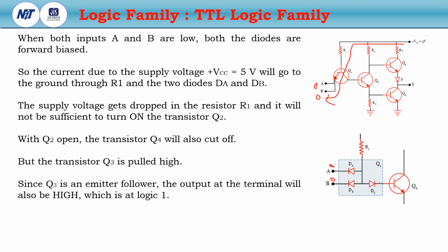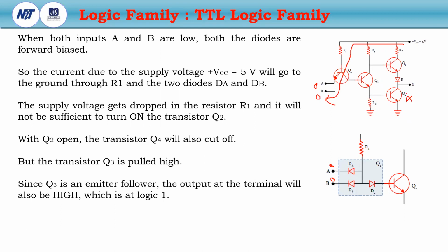So DC will be in cut-off state, or reverse bias. So there is no driving voltage to drive Q2. So if Q2 is turned off, or open, then what happens? Q4 is also cut off. If this is open circuited, then this is also open circuited. So Q4 is in cut off.